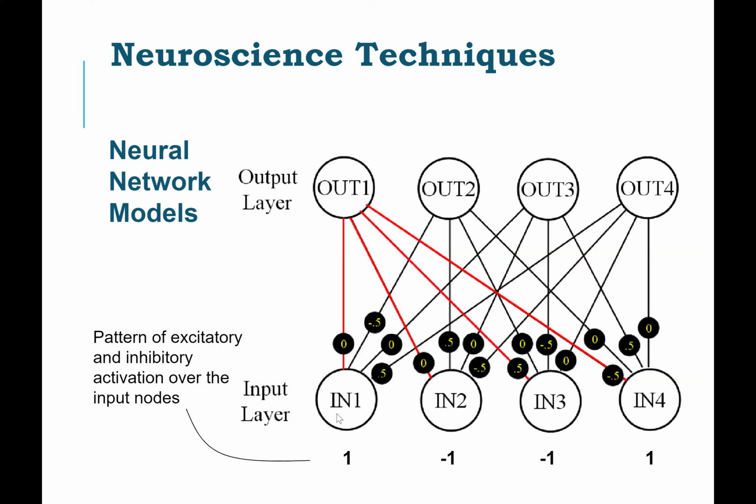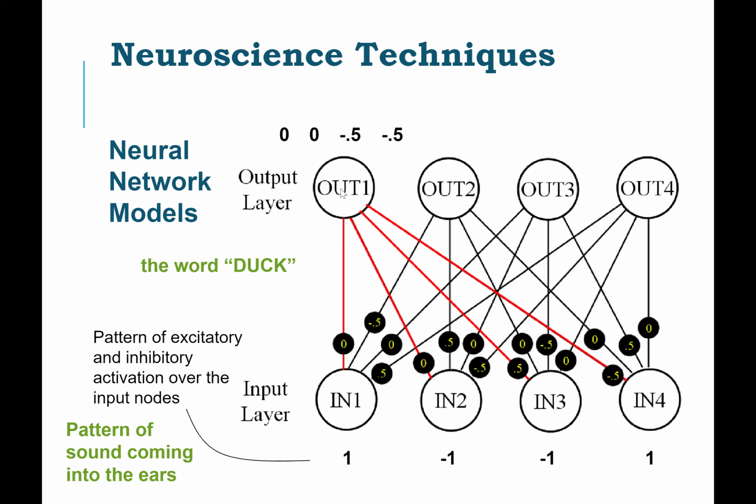Okay, so let's work this through. I want to look at, for example, output 1. The connection weight from input 1 to output 1 is 0, so it's not doing anything. It has no impact. That connection doesn't exist. Input 2 also has a connection of 0, so that also doesn't exist.